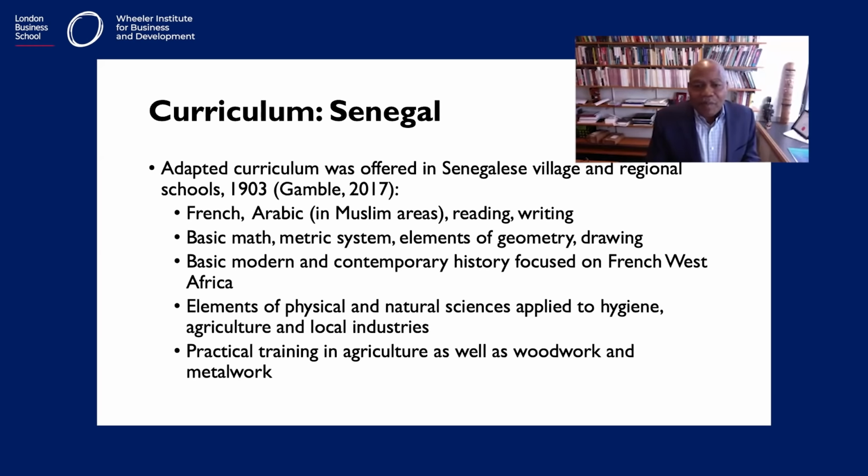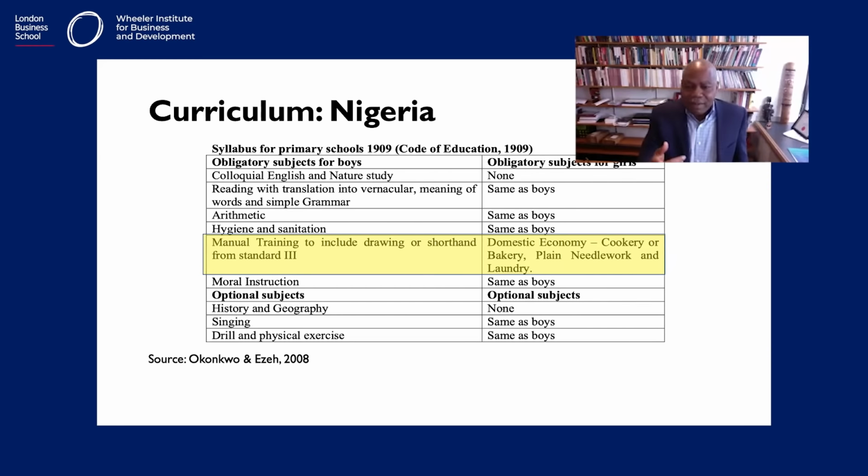Okay, so the model in Senegal is quite interesting. In cities it was very different, where people were actually taught basic math, metrics, geometry, and so on. But in rural areas, it was mostly practical training in agriculture, woodwork and metalwork. So it was really a two-tiered education system. In Nigeria, girls' schools were limited, for instance, to learning domestic economy, cookery, bakery, needlework, and so on.